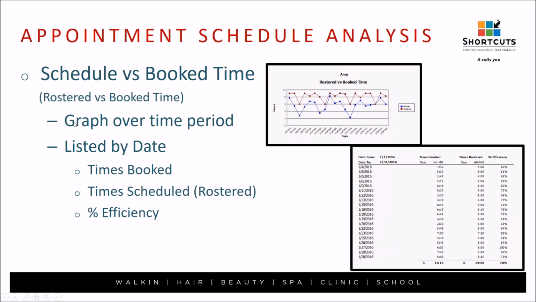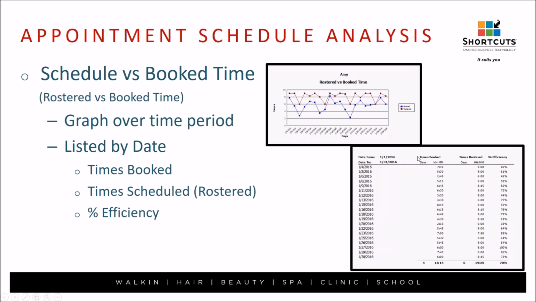The graph is over a time period. As you can see, down the bottom of the graph it's showing the days, and it's also listed by date. So times booked, times scheduled, and then the efficiency. So if we take a look to the right, the bottom one there.